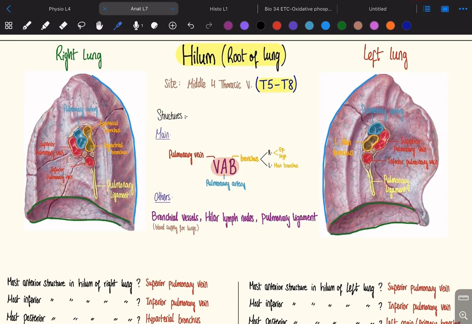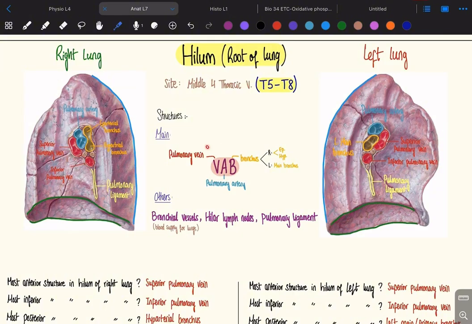The structures, we have main structures and other structures on the side. So we're going to focus on the main. The main structures are VAB. V-A-B. VAB. Remember VAN in the previous lectures? Now, forget about VAN. We're going to go to VAB, okay? V-A-B.